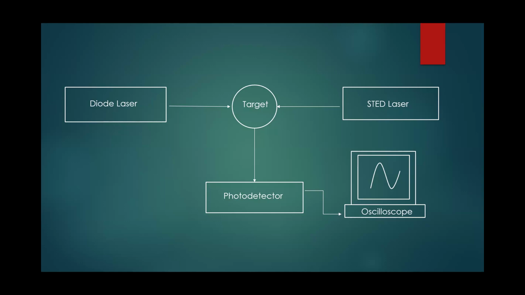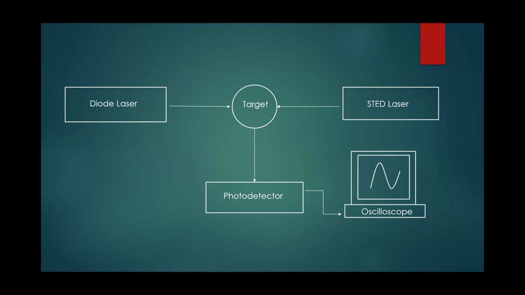So we mainly use a target source, which is stained with a fluorescent dye. We perform the experiment mainly using two lasers. The first one is a normal diode laser. We pump the laser beam to the target from the left side, which is also known as the forward beam.